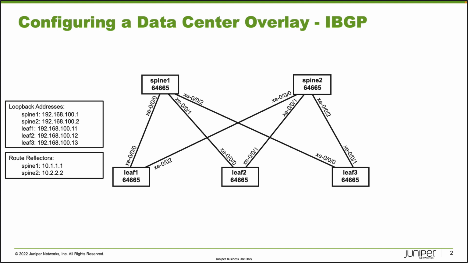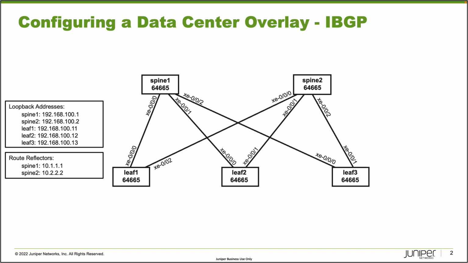And since we're using IBGP, they will all be using the same autonomous system number for the IBGP peering sessions. So that number of 64665 for the autonomous system number is marked there on the topology on each device. And then the loopback addresses, which are already being passed around by the underlay network, which is in our case eBGP, is shown on the left.